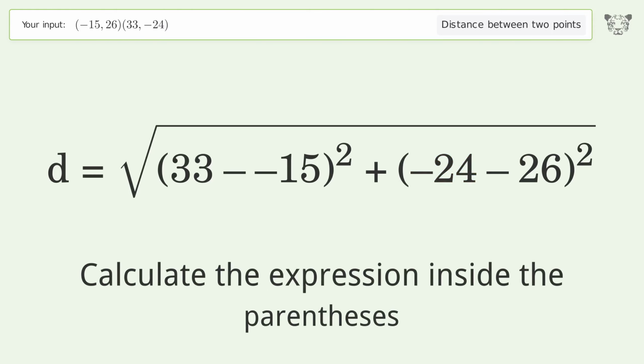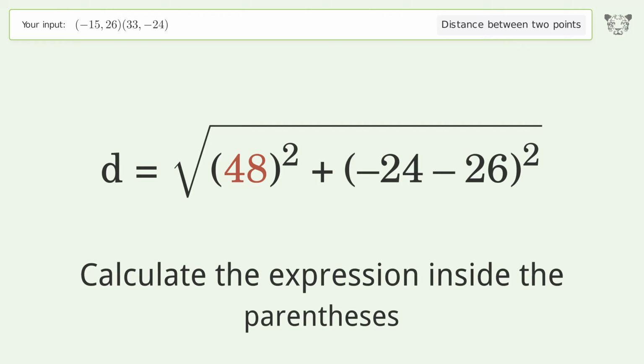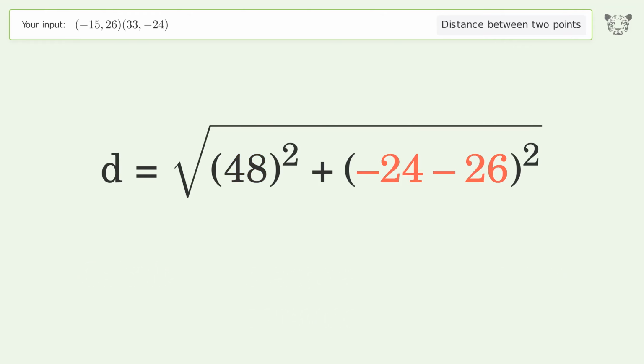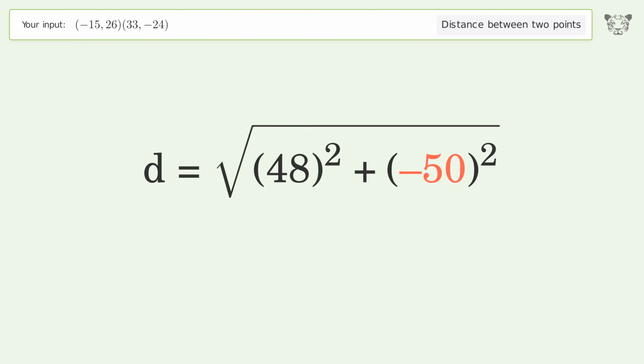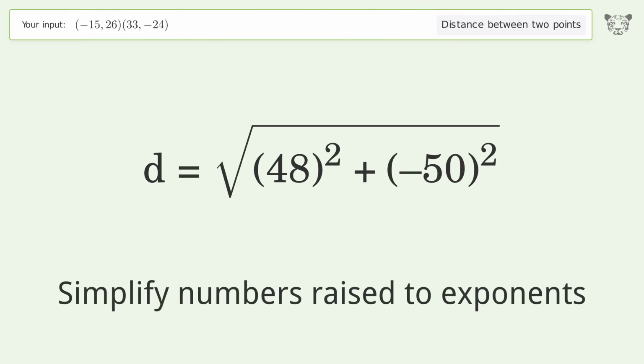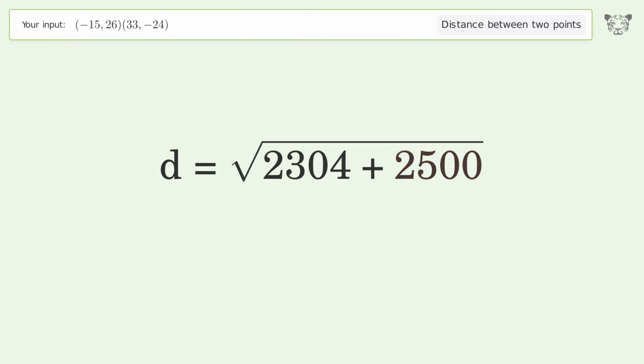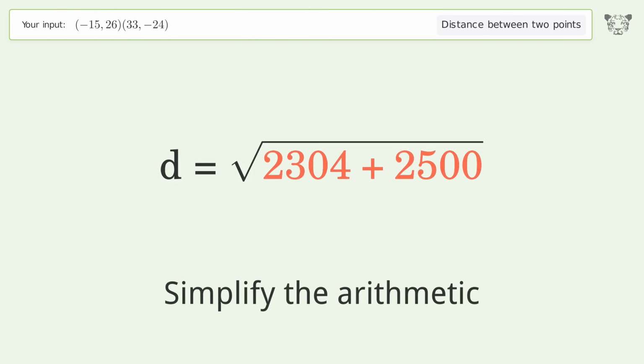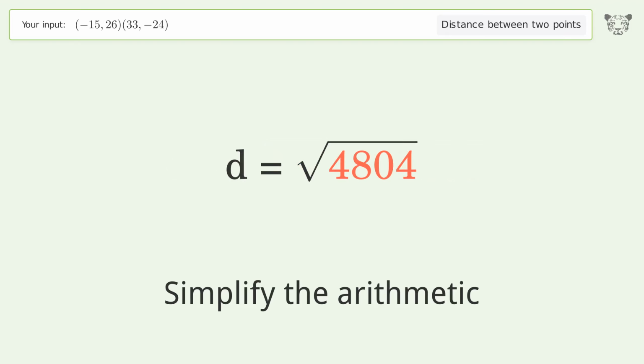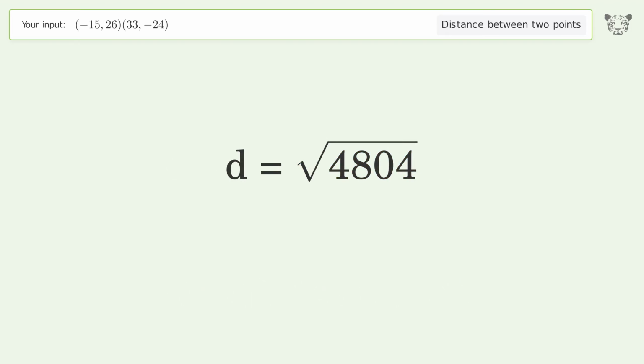Calculate the expression inside the parentheses. Simplify numbers raised to exponents. Simplify the arithmetic. And so the distance between the 2 points is the square root of 4,804, or 69.311.